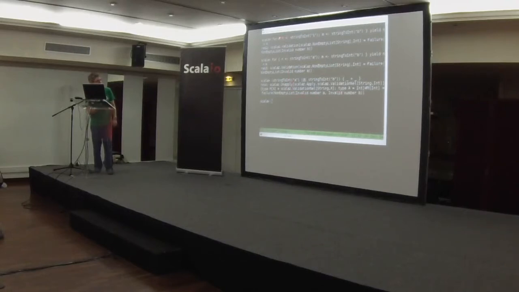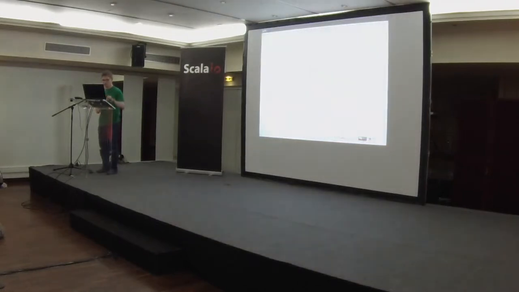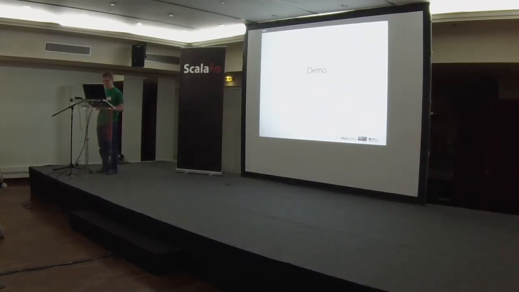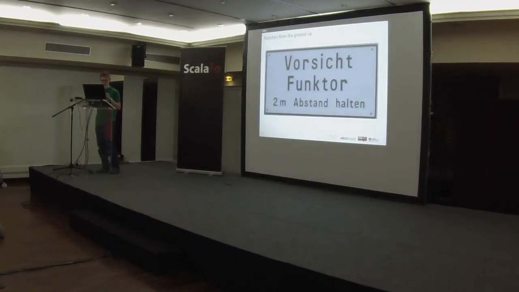So this is a for yield which internally uses the flatMap method of validation, so it uses it as a monad. And this one uses it as a so-called applicative, and in this case it's able to accumulate errors. And I'll try to explain why. So let's start from the beginning.